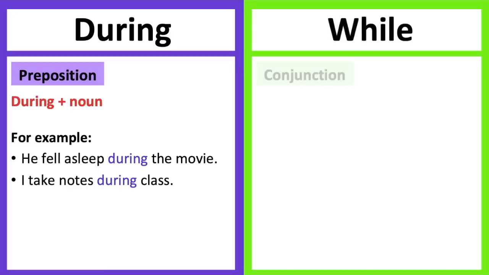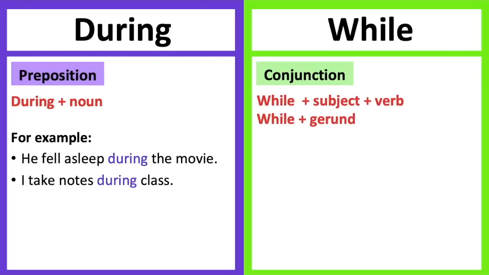While. While is a conjunction. The sentence structure for while can be while plus subject plus a verb, or while plus a gerund. A gerund is the ing form of the verb, like swimming, singing, listening, etc.